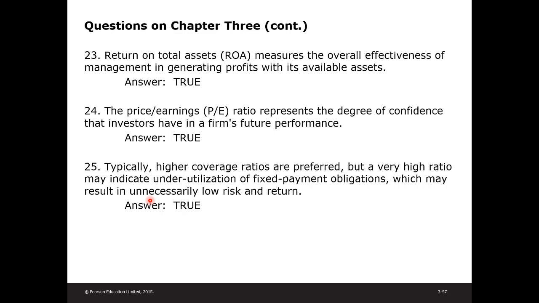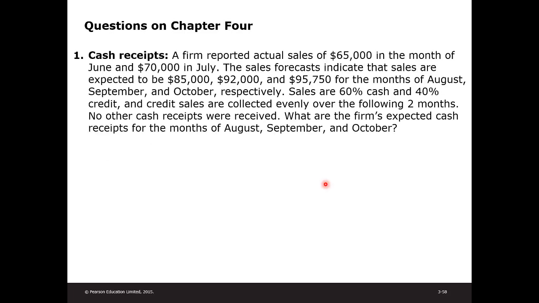Next we will revise chapter 4, which is cash budgeting, and solve some problems on it. Okay, in chapter 4 we are going to solve problems about cash budgeting. These are the only concepts you took in chapter 4: how to calculate cash receipts, how to calculate cash disbursements, and how to make a complete cash budget. So let's start with question 1.